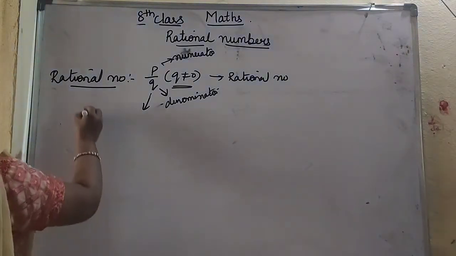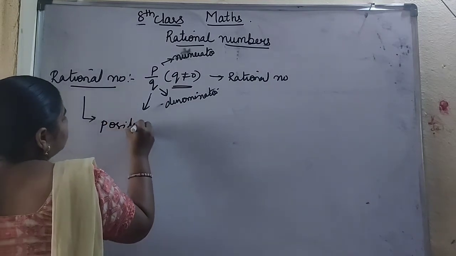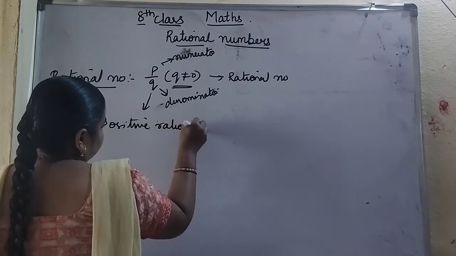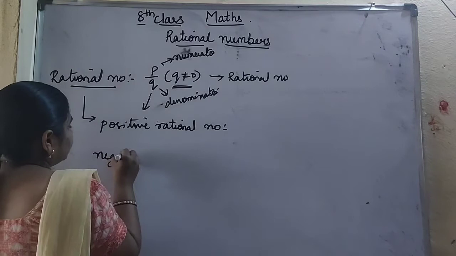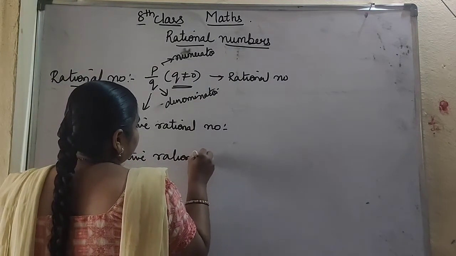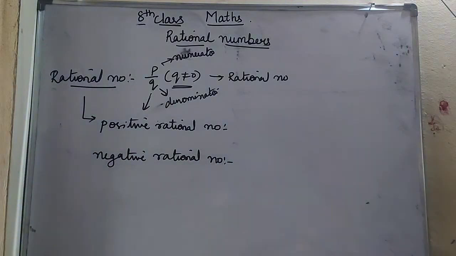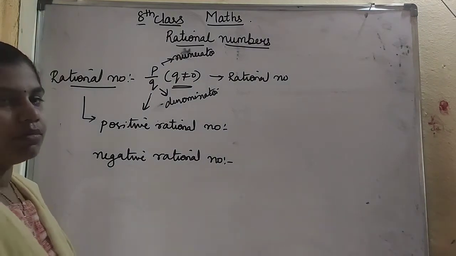Okay, so now in these rational numbers you have two types. One is the positive rational number, and the second one is the negative rational number. So the first one is the positive rational number and the second one is the negative rational number. Which type of numbers we will call positive rational numbers, we will see.